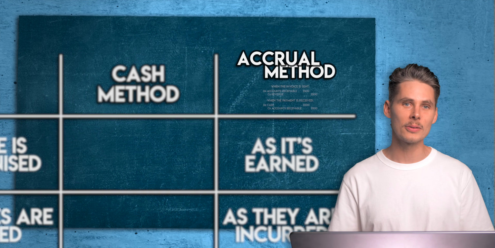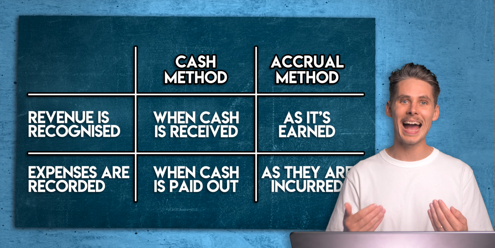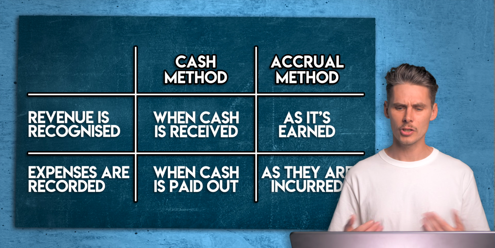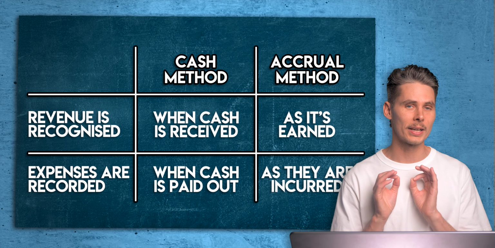But in cash accounting, things are much simpler. You only record the revenue when the money actually hits your bank account. So you can basically ignore the invoice for now, since you won't officially record that revenue until the cash is safely in your hands.